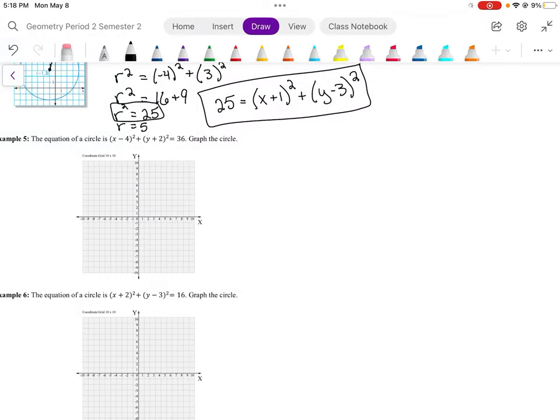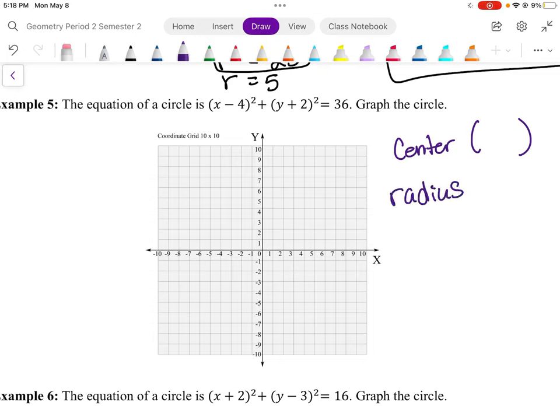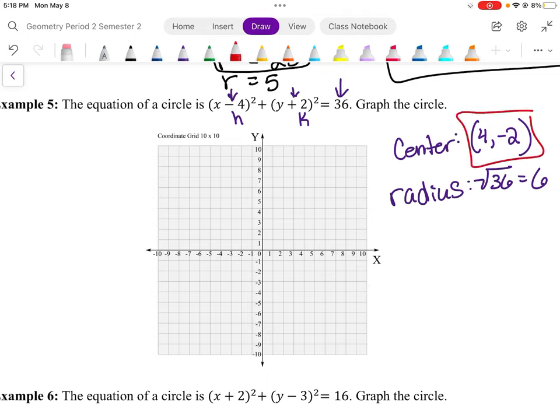Okay, the last two, we are going to be graphing them. So when you graph, there's two things you need to figure out, which is the center and then your radius. Remember, your center is the h and the k value, and they're always the opposite sign as what's in front of them. So your h is going to be a +4, and your k is going to be a -2. And then because it's equal to r squared, you're going to take the square root of what the equation is equal to. So in this one, it's going to be 6.